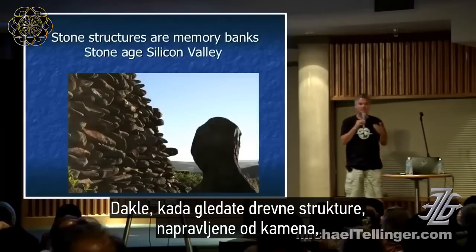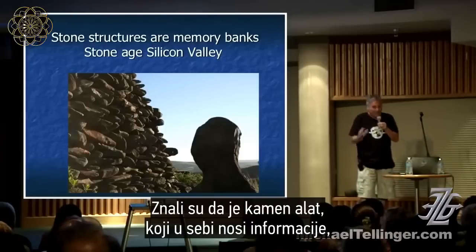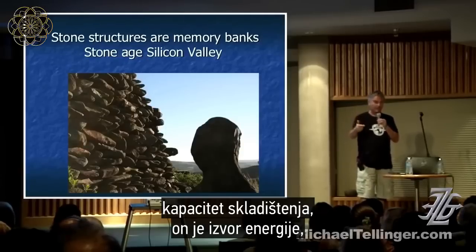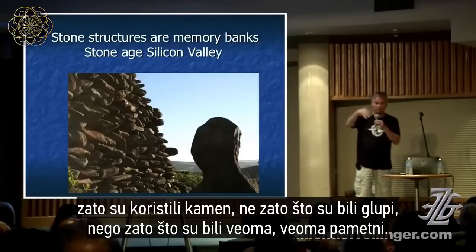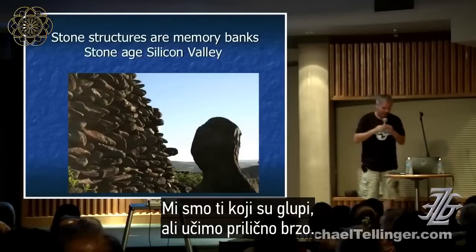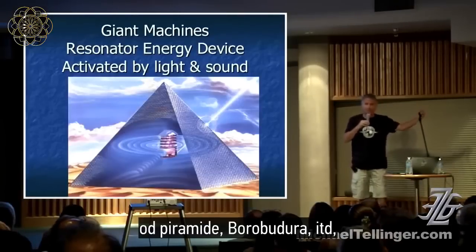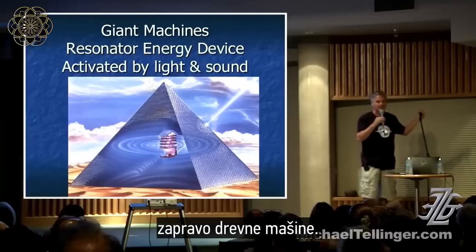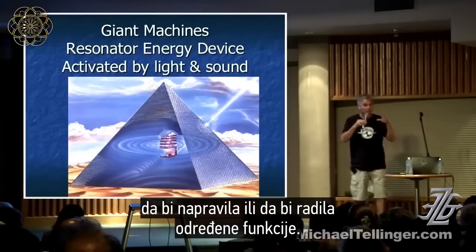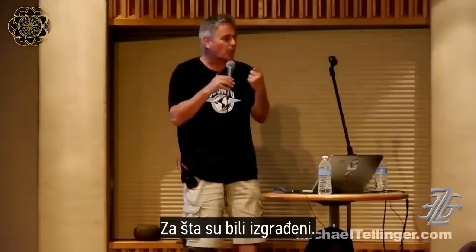So when you look at ancient structures built out of stone, you realize that these guys knew exactly what they were doing. They understood that stone is the tool that carries with it, in it, information storage capacity. It's an energy source. And that's why they used stone. Not because they were stupid, because they were very, very smart. We're the dumb ones, but we're catching up quite quickly. So what's very obvious now is that all these ancient structures, from the pyramids, Borobudur, etc., are all ancient machines. They were giant machines built out of stone, crystalline substance, to perform specific functions. It's just the function that we haven't figured out.